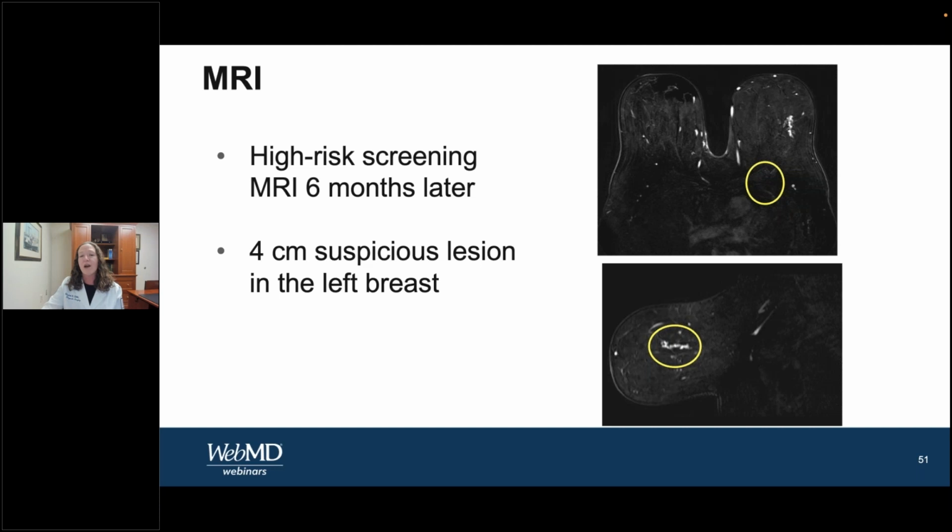And she was found to have a 4-centimeter suspicious lesion in her left breast that, I realize my yellow circle up here has moved, but in this area of the left breast on her MRI, and this area on the other view of the MRI. This is what we call our sagittal view and our axial view on the MRI.